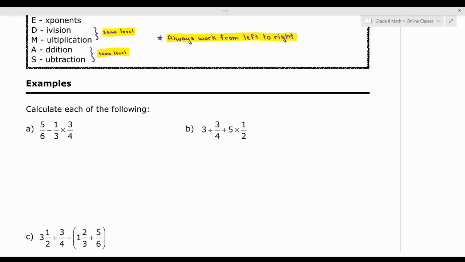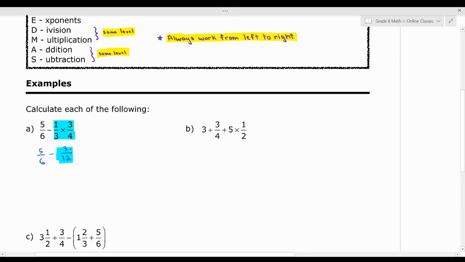For the first example, we have 5/6 minus 1/3 times 3/4. So if I look at my BEDMAS, there's no brackets, no exponents, but I do notice there's a multiplication. So this has to happen first. I will go top times top, I get 3, bottom times bottom, I get 12. So now I'm going to think of this as 5/6 minus 3/12.